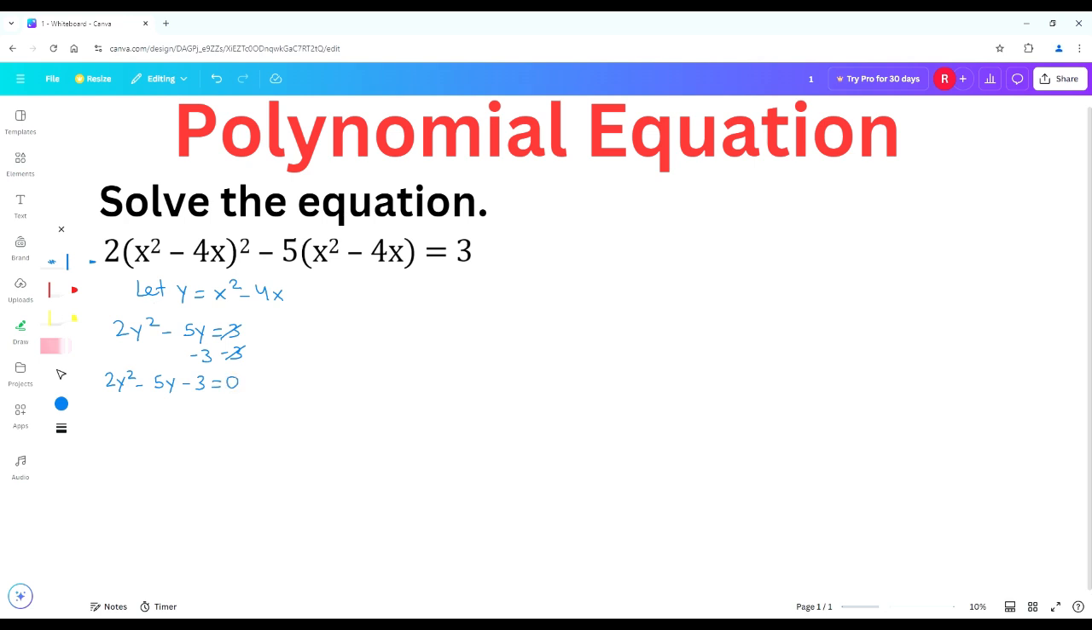This is a complex trinomial. We can use the decomposition method or the crisscross method to factor this equation and then solve it. Let's use the decomposition method in this video. We have to find two numbers whose sum is negative 5, and product is 2 times negative 3, which is equal to negative 6.